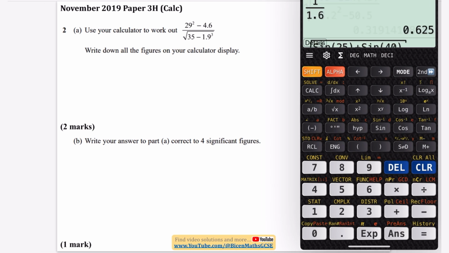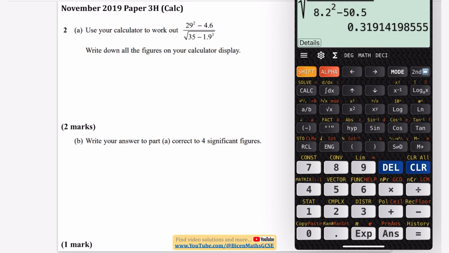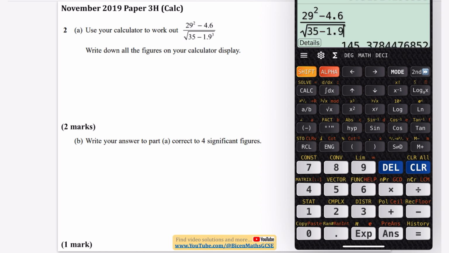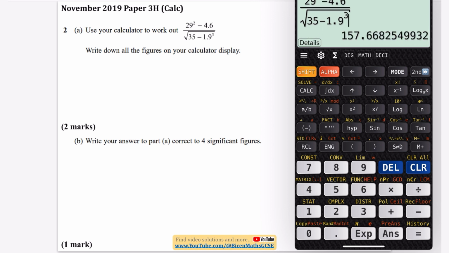Got another one with using the calculator here. So this time I'm going to start off with the fraction button. I'll do my 29 squared minus 4.6. And then on the bottom, you'll use the square root, 35 minus 1.9 cubed. Now cubed, you can press shift and then the square button, and it will put the cubed sign there. It wants us to write down all of these figures, so I'm going to just make sure that I do enough of them. 157.668254 and it just keeps going, okay?